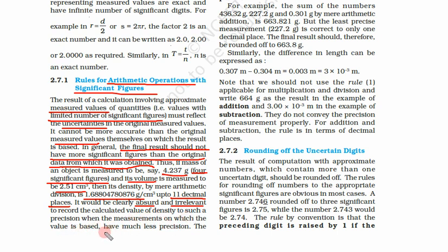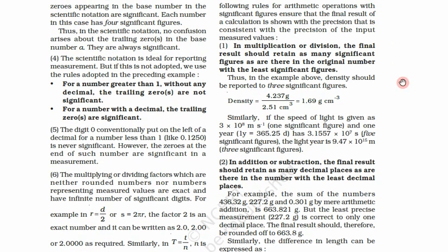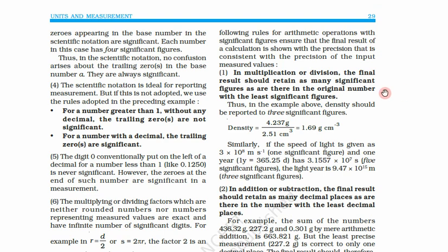So the calculated value of density to such a precision, when the measurements on which the value is based have less precision, we should not report numbers like this. It is not simply that we put it in the calculator and the calculator gave some value and we just reported it. So what are the rules? How to report those numbers?